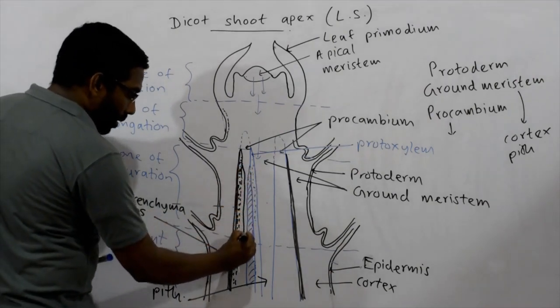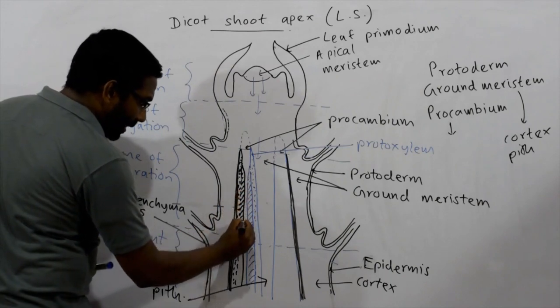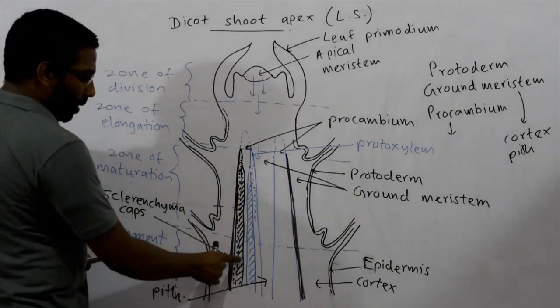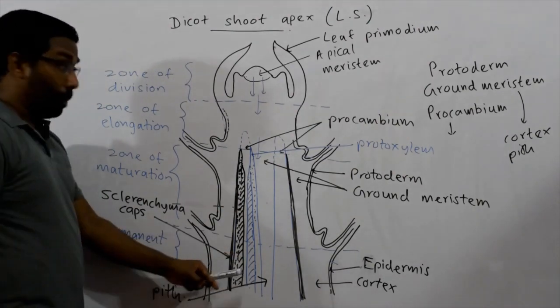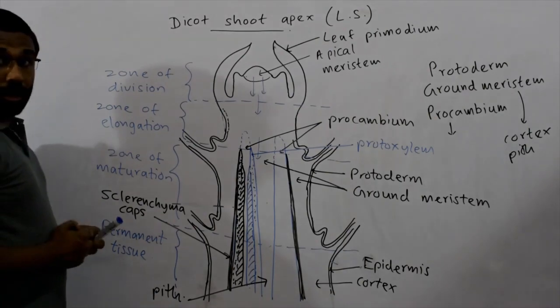Now imagine I am drawing the metaphloem. I will shade it like this. Imagine this is the metaphloem. Metaphloem is medially arranged. So protophloem and metaphloem combined form the primary phloem. Okay, this is how primary xylem and primary phloem are differentiated.